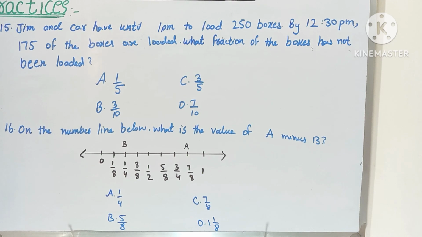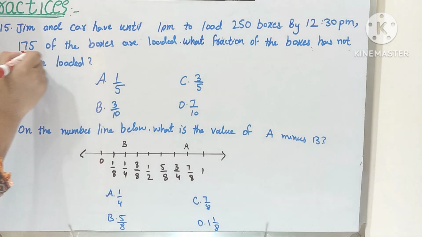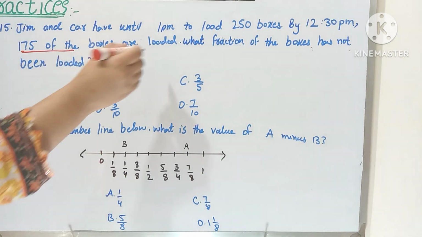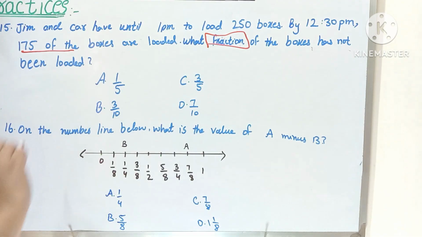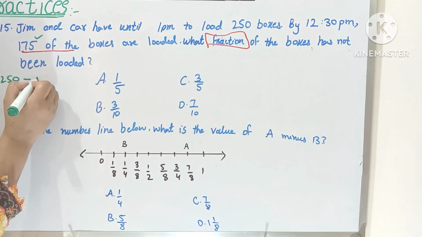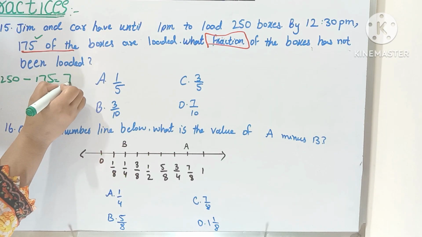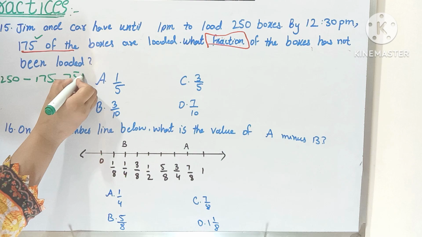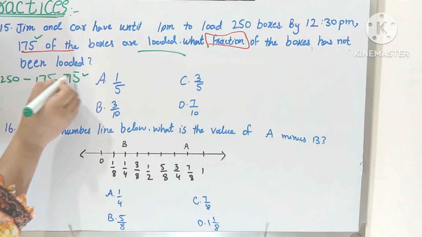Jim and Carr have until 1 p.m. to load 250 boxes. By 12:30, 175 of the boxes are loaded. But what fraction of the boxes has not been loaded? To find it, we subtract the number of boxes already loaded from the total. Total boxes are 250 minus the boxes loaded. There are 75 boxes which are not loaded.